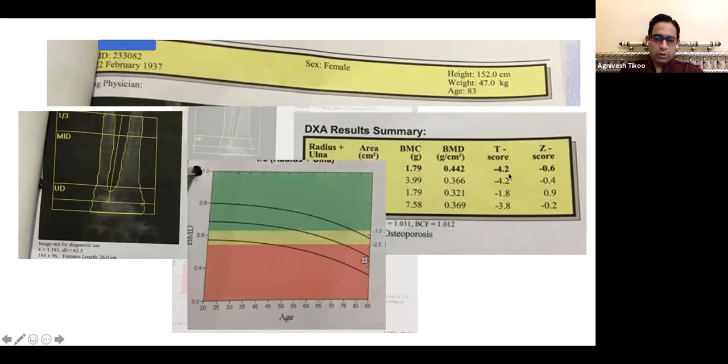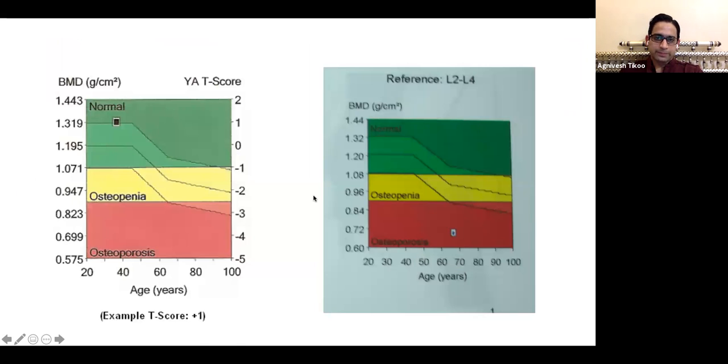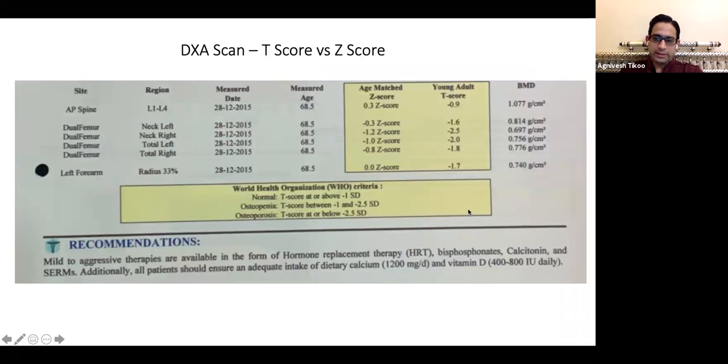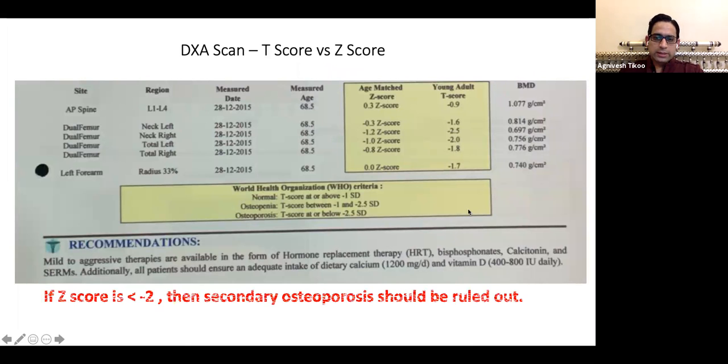So this is osteoporosis. You also get this graph with reference lines as per age, where red signifies osteoporosis, yellow is osteopenia, and green is normal bone density. Again, this is a normal bone density marker in green. This is severely osteoporotic, way beyond these reference lines. So this is the bone density report.